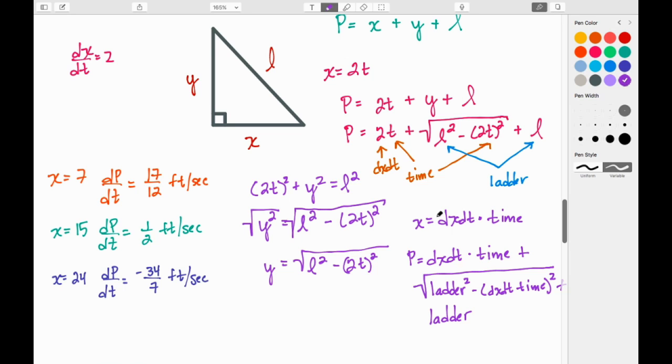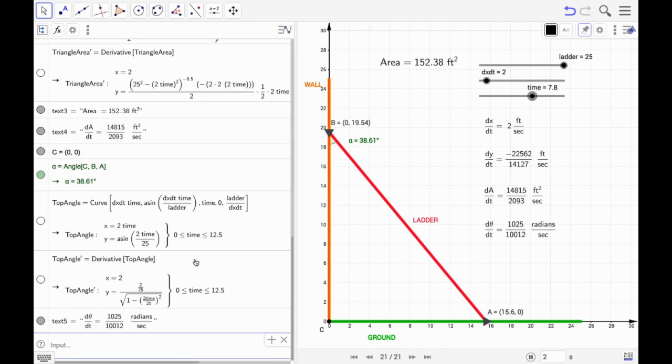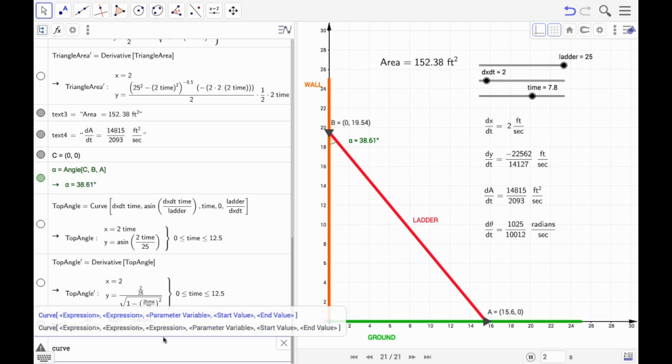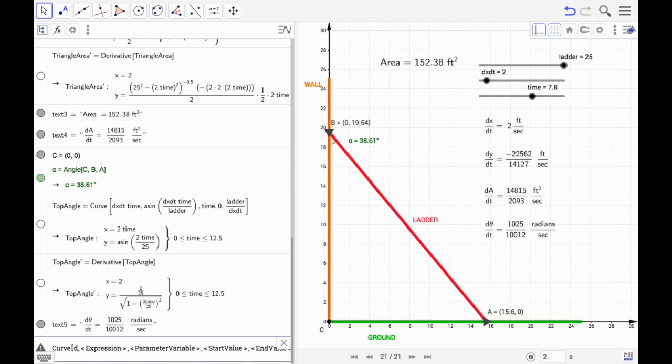So here are the two expressions that I'll be placing into the modeling tool. Let's go to the modeling tool and begin that process. We're going to start with curve. We want the curve with two expressions. The first expression was dx dt times time.